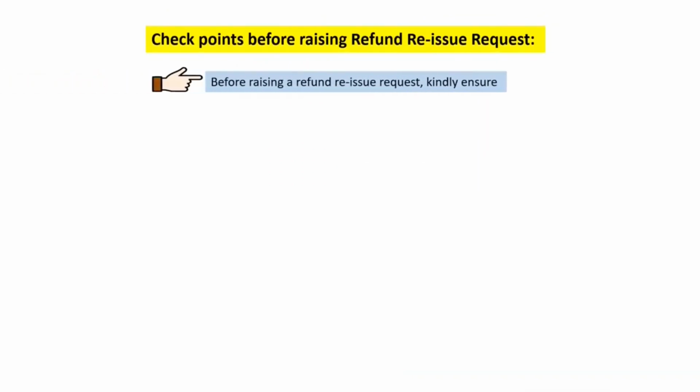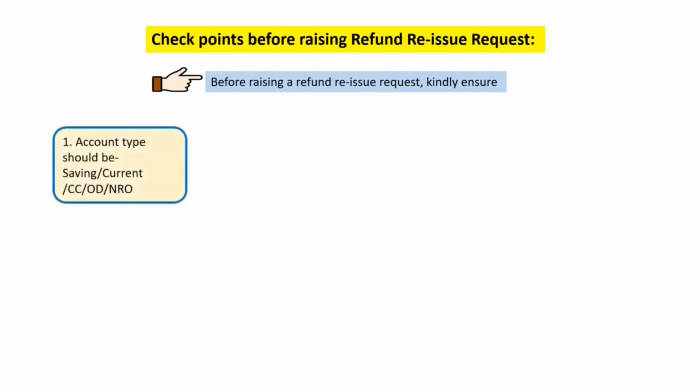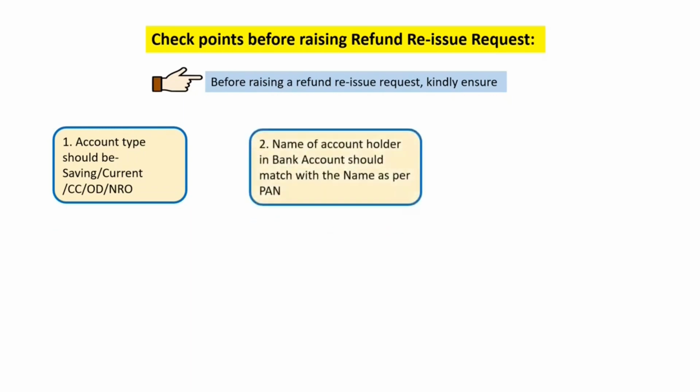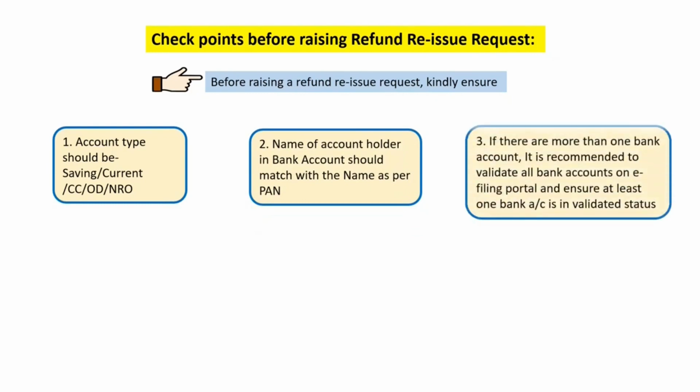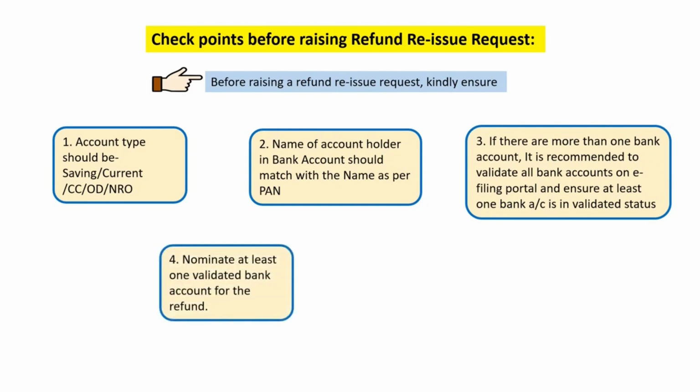Before raising a refund reissue request, kindly ensure that the account type that you are adding should be either a savings or a current, cash credit, overdraft, or an NRO account. The name in your bank account records should match with the name as per your PAN. If there is more than one bank account, please validate all the bank accounts on the e-filing portal and ensure at least one bank account is in valid status and is eligible for refund. Nominate at least one bank account for refund.